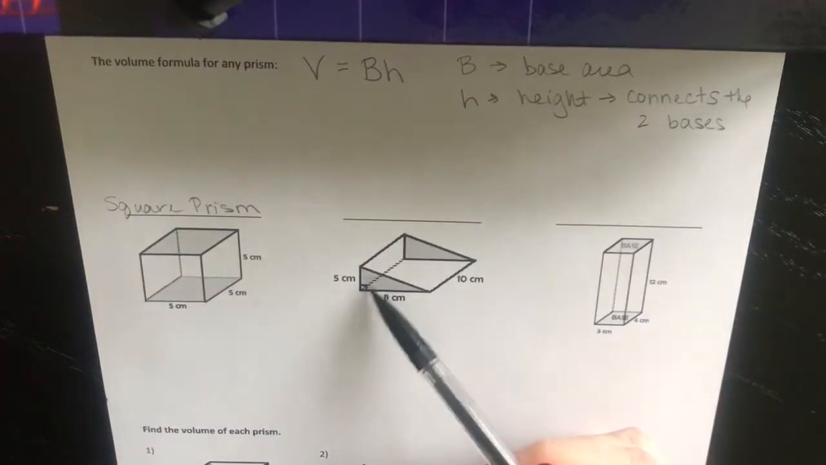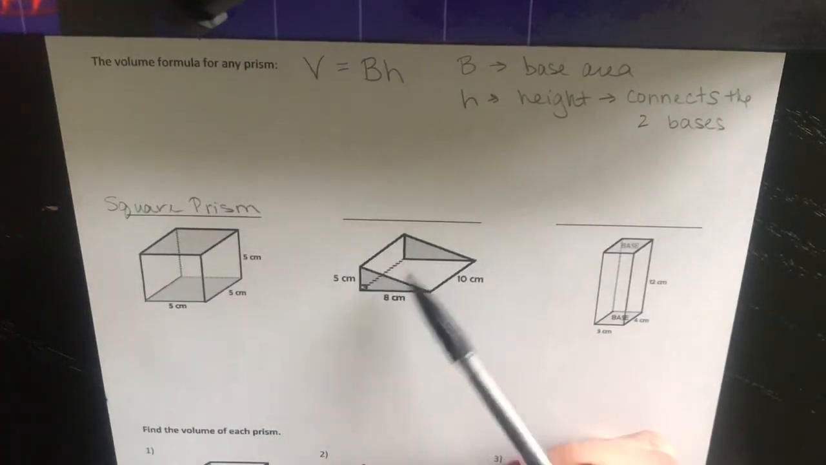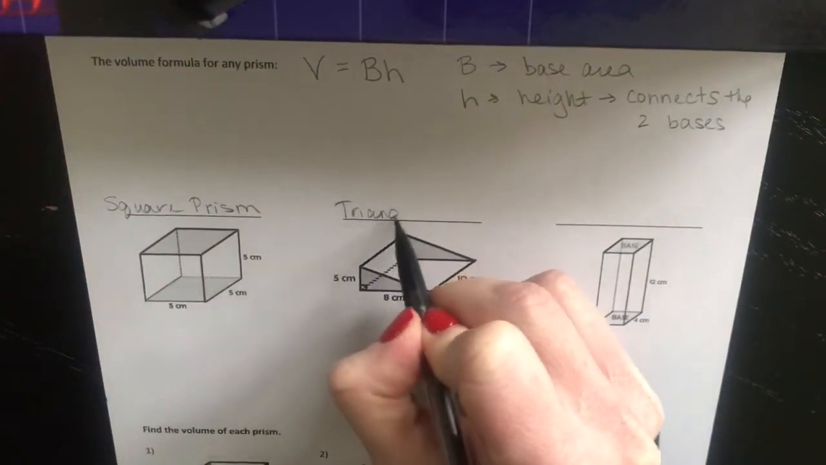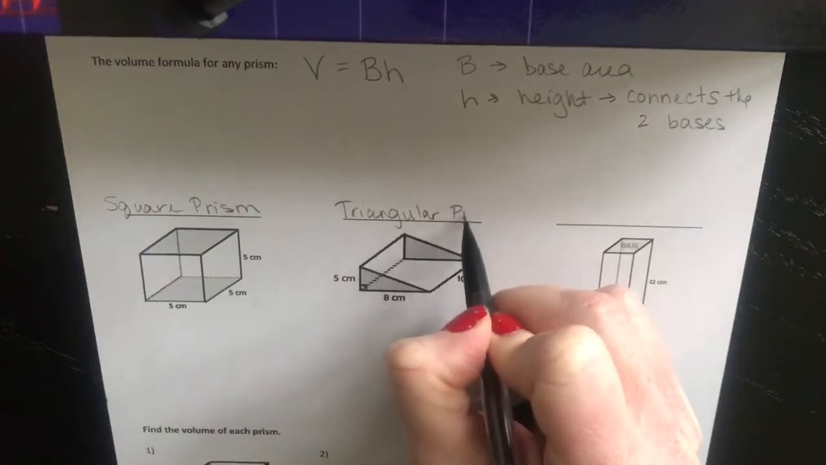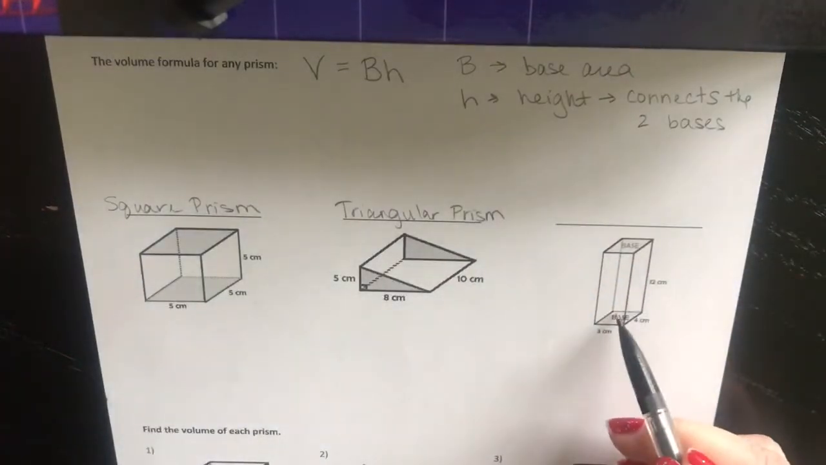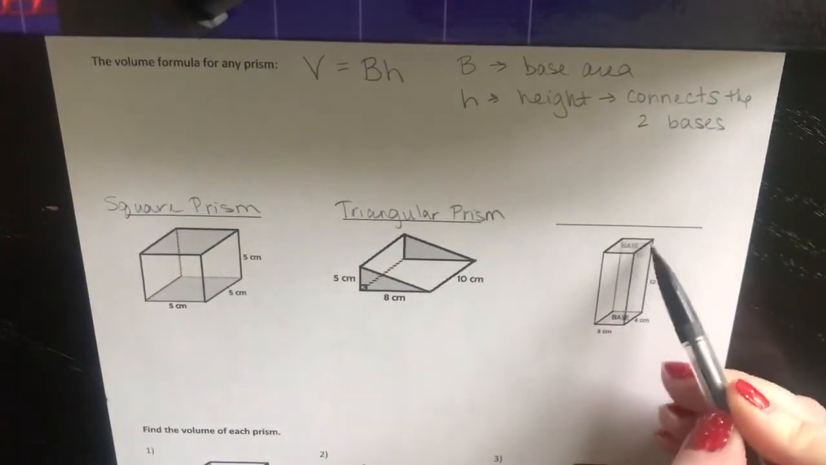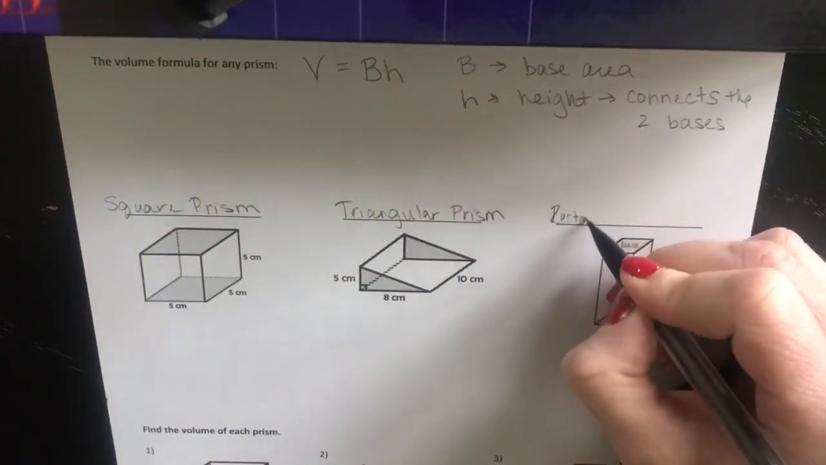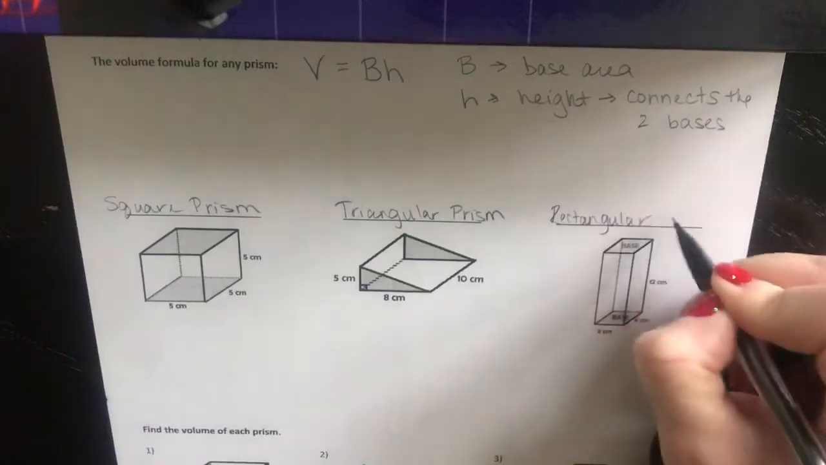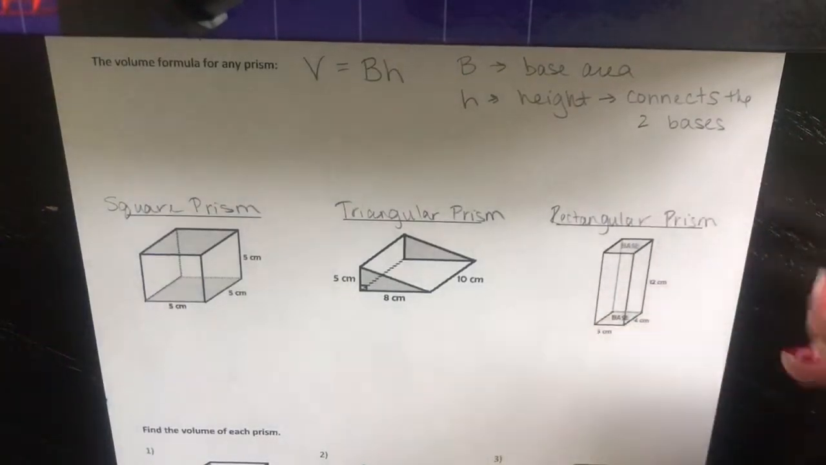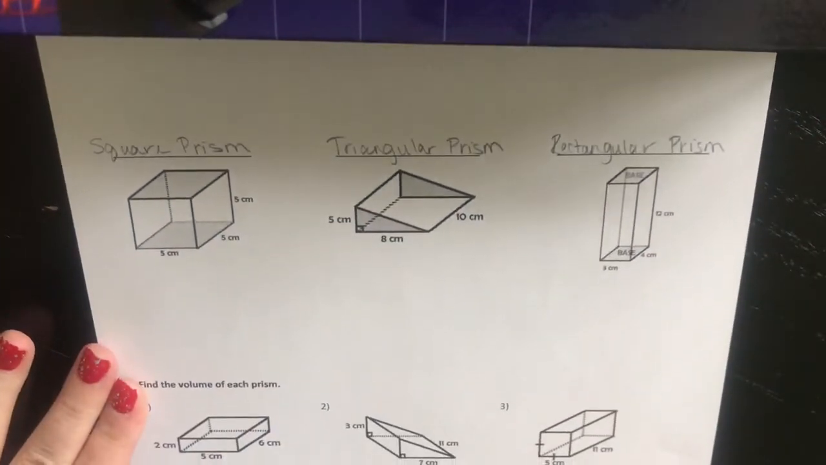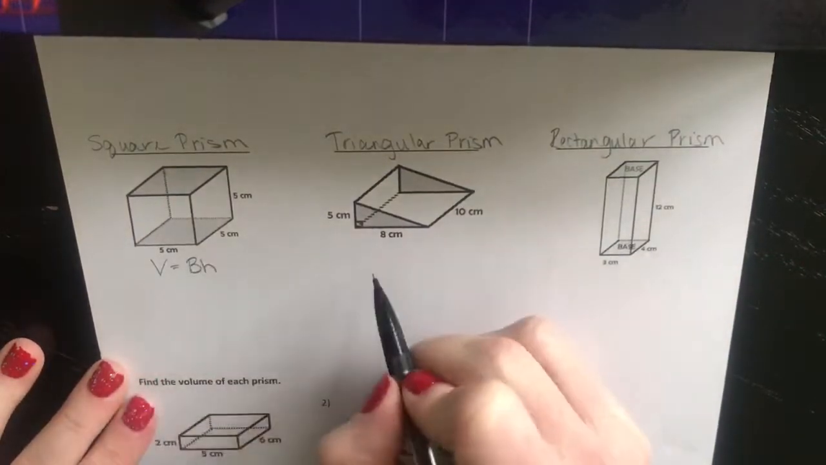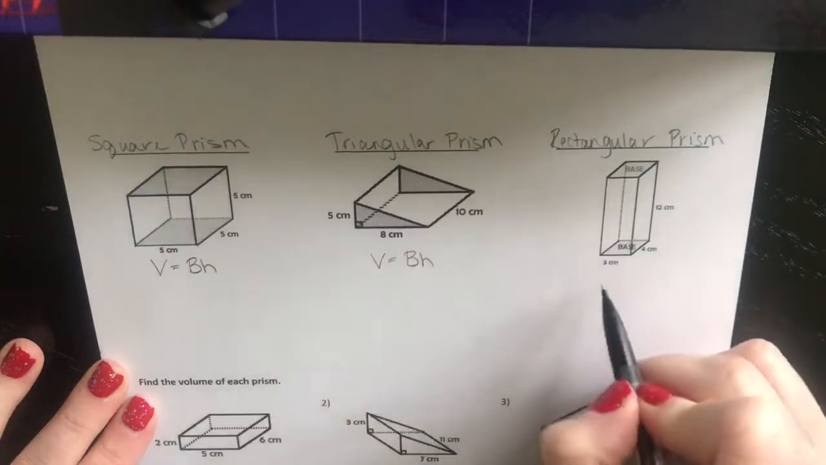When you look at this one, it's shaded in. The bases are triangles. They're parallel to each other. So this is what we call a triangular prism. And then finally over here, the base is this bottom part and this top part. They're parallel. It's a 3 by 4. So this is a rectangular prism. All of these shapes have the same volume formula. The volume formula for each one is capital BH.